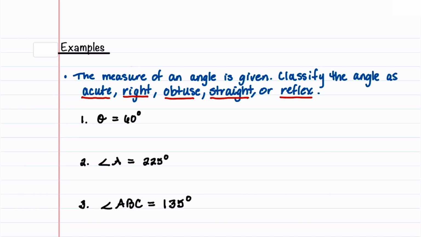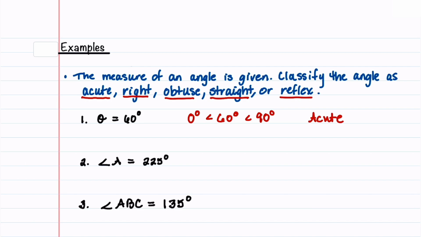For the first example problem, theta is given as 60 degrees. The first thing you want to do is say, okay, where is theta in terms of 0 degrees, 90 degrees, 180 degrees, and so forth. We notice that theta is between 0 degrees and 90 degrees, since 0 degrees is less than 60 degrees is less than 90 degrees. So we can say that it is an acute angle.